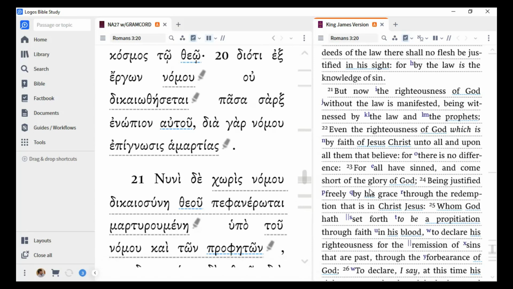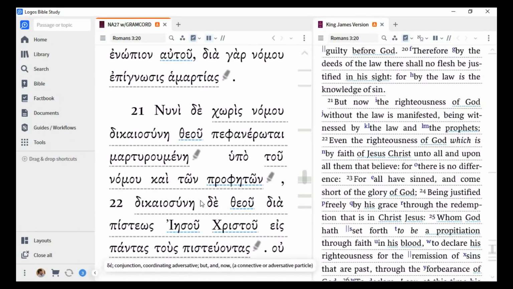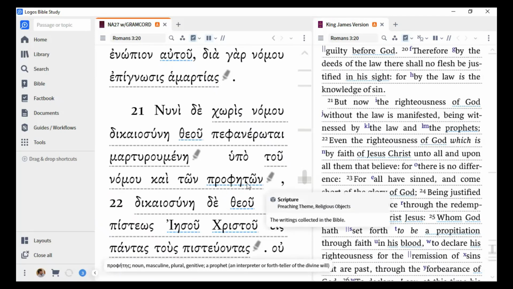So in these verses, from 21 onward, he writes, "But now the righteousness of God without the law is manifested, being witnessed by the law and the prophets." Now, in the Greek text, he said, martyroumene, witness. What does martyrio mean? Witness. Hypo, by, tou nomou, by the law, kai ton propheton, and the prophets.